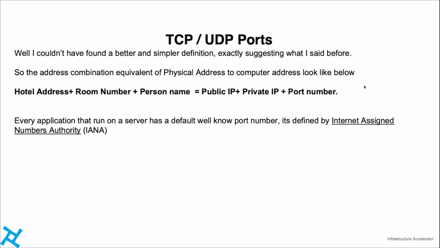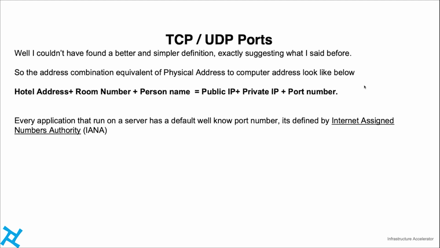Every application that runs on a server has a default well-known port number. It is defined by the Internet Assigned Numbers Authority, IANA, an authority which defines and identifies the port numbers. Just to give you a brief history, there are 65,536 network ports available in a computer.